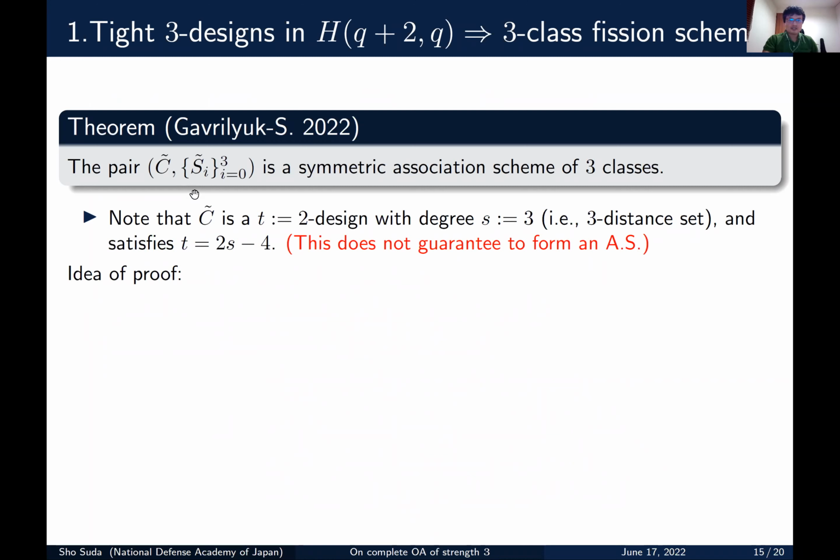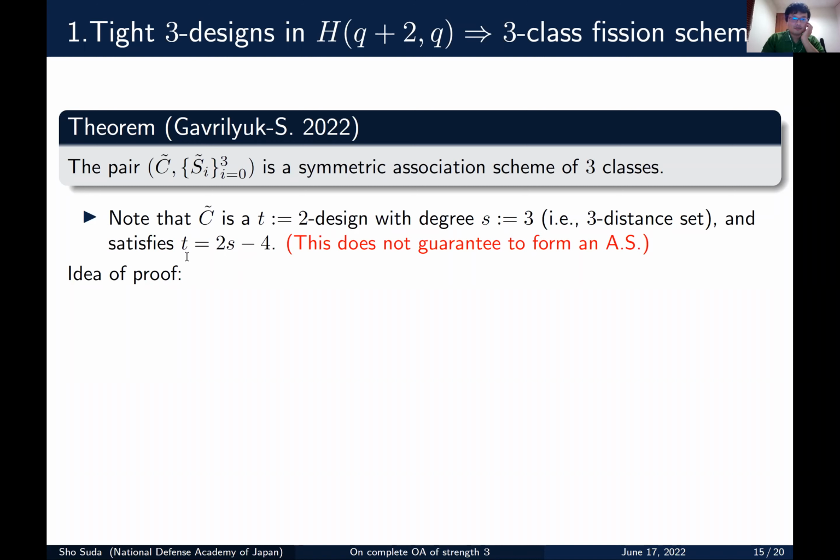In this case, C tilde is in the Hamming scheme H(q+1, q), and this also forms a 2-design, namely an orthogonal array of strength 2, and also this has degree 3. So this example satisfies t equal to 2s minus 4. So this means that general Delsarte theory does not guarantee that our pair forms an association scheme. So we need to do something in this case.